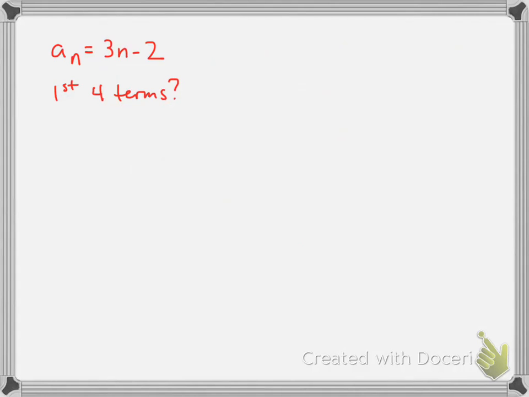So when I say first four terms, I'm not just saying number 1, 2, 3, 4. I want to say, what is a sub 1, what is a sub 2, what is a sub 3, and a sub 4. So since our sequence is a sub n equal to 3n minus 2, all I have to do is substitute the number for the term into my sequence equation. So this would be 3 times whatever my term is. Since our term is 1, I'm going to put a 1 here. So that would then be equal to 1.